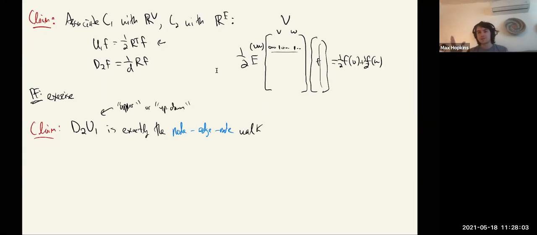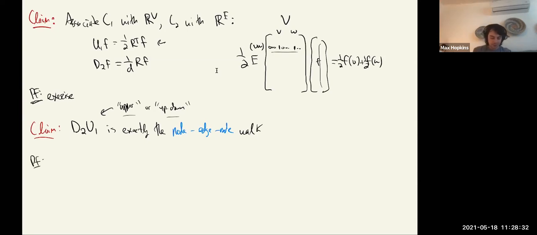Maybe it was clear before because we were moving from vertices to edges to vertices, but now it should be very clear, because we have these two operators. One of them is lifting functions, one of them is lowering functions. In the high dimensional expansion literature, you'll usually see this referred to as the upper or up down walk. I think node edge node or vertex edge vertex is more from the graph side of things.